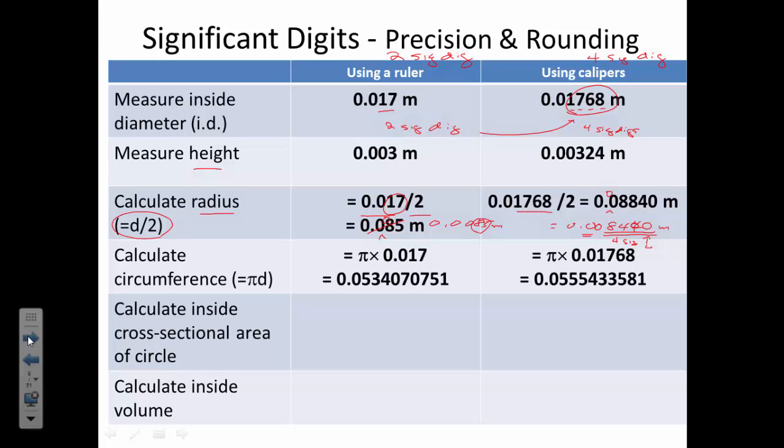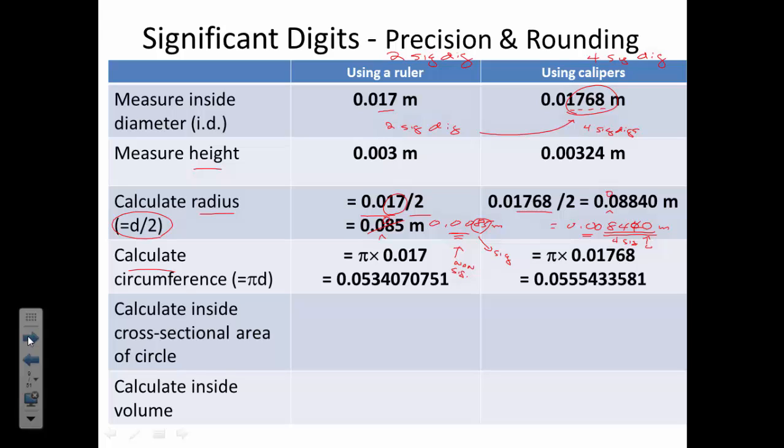Any leading zeros are not significant digits. Those ones don't give you any information about the value of the number. Any zeros prior to your first non-zero digit. So these ones are the significant digits. And these ones are the non-significant, any leading zeros.